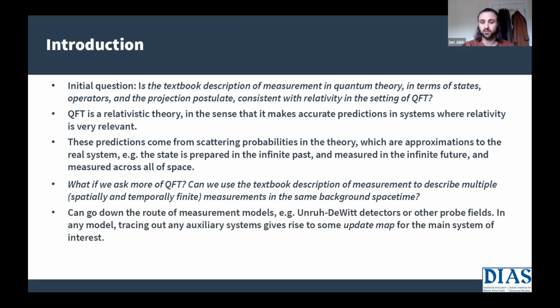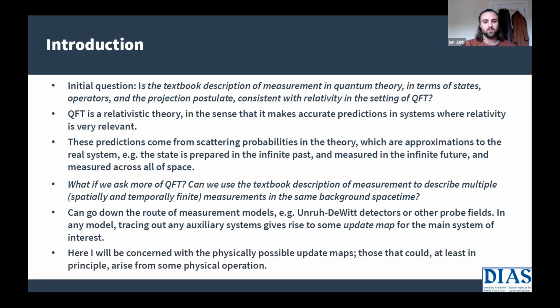Now, one way to do this, you could go down the route of measurement models using, say, Unruh-DeWitt detectors or other probe quantum fields coupled to the main quantum field. And then you measure the probe systems. And of course, in any model like this, when you trace out the probe system, you will get some update map for the main system of interest. And what I'll be concerned with here are what are the physically possible update maps that could arise from some measurement model like this, or from any measurement model that we could come up with in the future, or really what physical update maps could arise from any physical process.